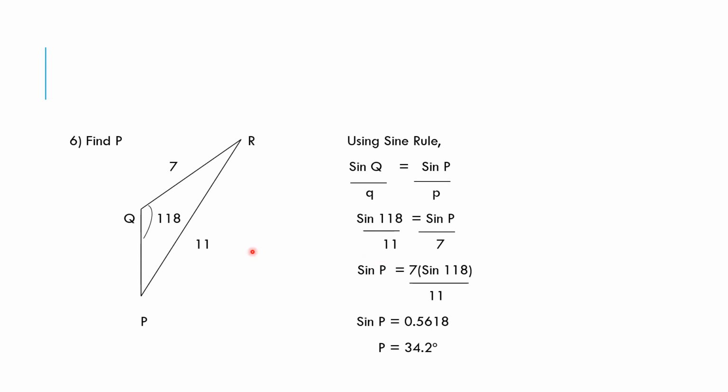Let's have a look at another question. Here in the triangle PQR, we have to find the value of the angle P. Q is 118 degrees, the length of the side Q is 11 and the length of the side P is 7. So using the sine rule, sine Q over Q is equal to sine P over P. Sine 118 over 11 is equal to sine P over 7. So sine P is equal to 7 sine 118 over 11. So sine P is equal to 0.5618. So P is equal to 34.2 degrees.